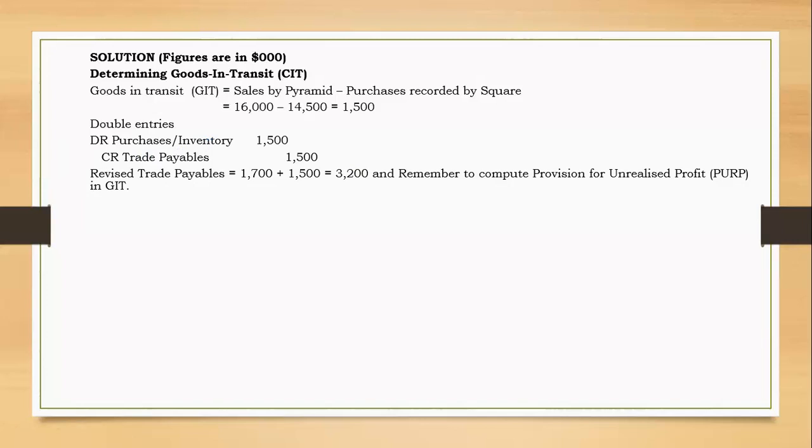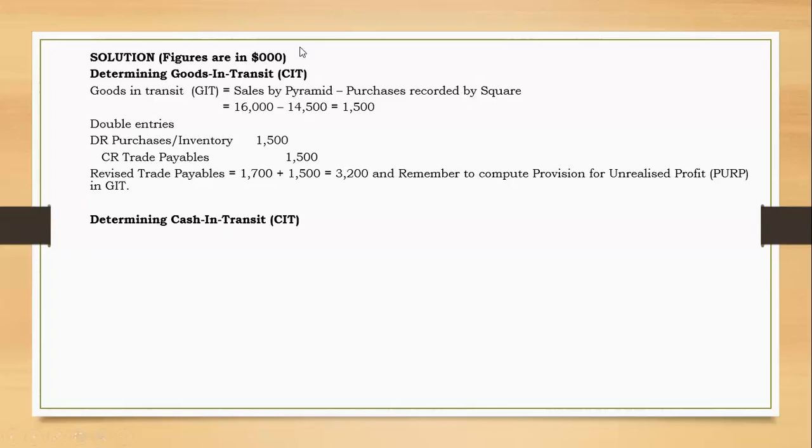Inventory that remains in the books usually has a provision for unrealized profit. Provision for unrealized profit is the profit that was made by Pyramid when selling goods to Square, but they are still in the group. That means Square had not yet sold them. So we'll do this later. For now, you can just wait. Let's just go for the cash in transit.